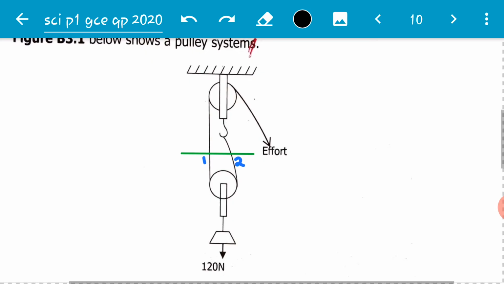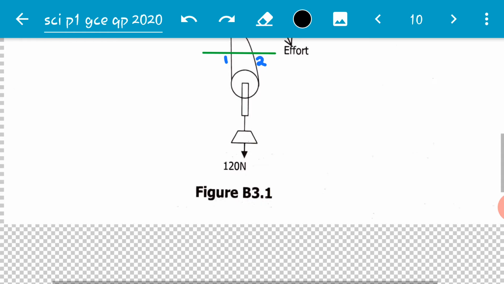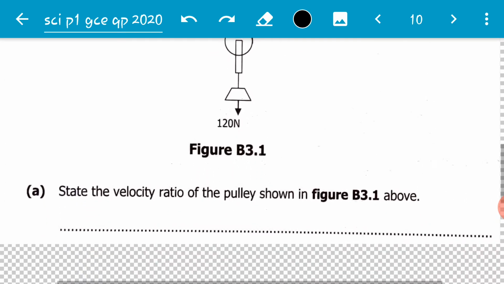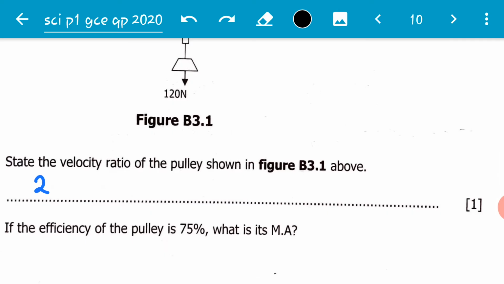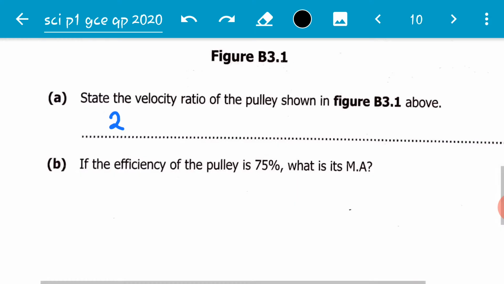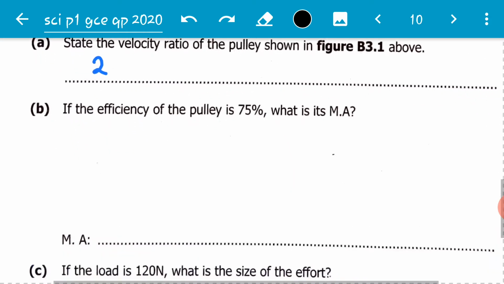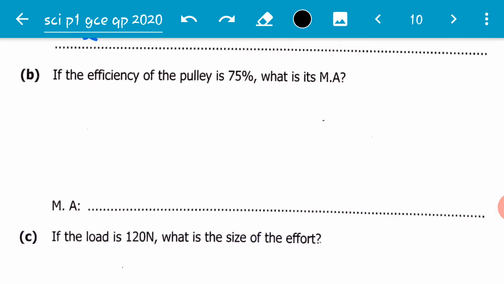It therefore means that our velocity ratio in this case is going to be equal to 2, because we only have two strings supporting the load. So the velocity ratio there is 2. And because it's that simple, no wonder only a single mark is given to that. Let's now go to B.